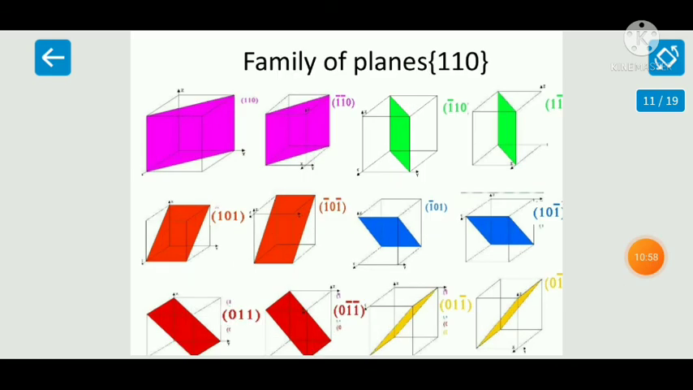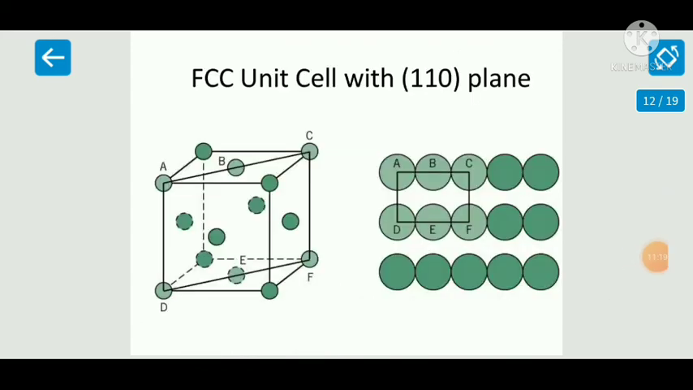Note each of these down. The direction of this plane is in the x, y, z directions, and the negative values are 1 bar, 1 bar, 0. When the direction changes to other values, the plane changes. For the face-centered cubic, this is a unit cell with a 110 plane. See this A, B, C, D, E, F, each corner of the atom, with intercepts at the center of the face structure in each corner. See this center of the face.